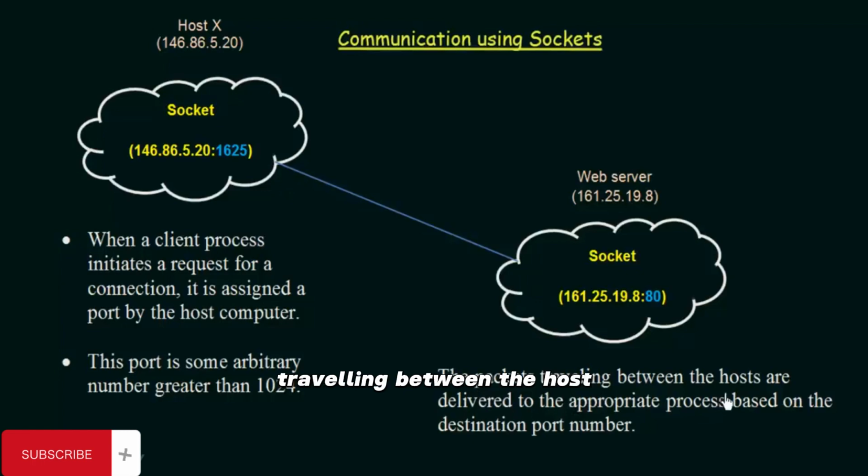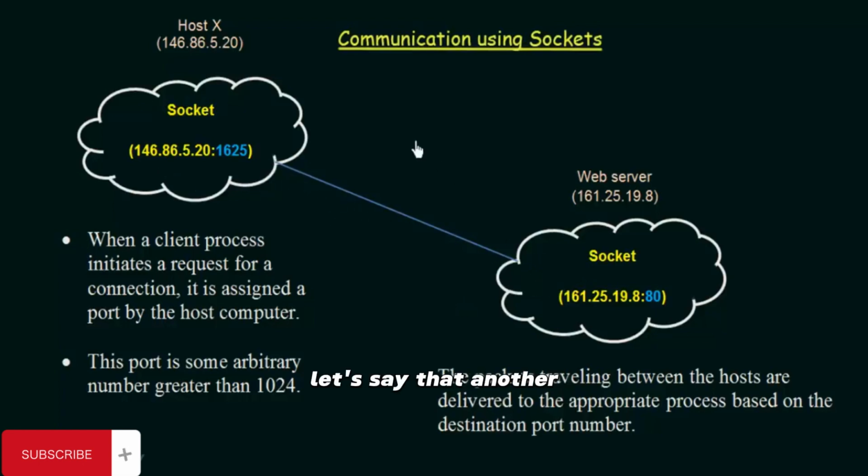The packets traveling between the hosts are delivered to the appropriate process based on the destination port number. So the packets that are traveling from this client process to the server process are delivered appropriately based on the port numbers. Here there is a standard service with port number 80, which this client process with port number 1625 accesses, and then their connection is established, and the packets will be delivered to and fro accordingly.